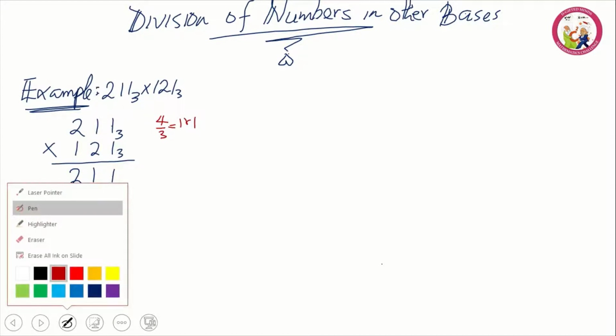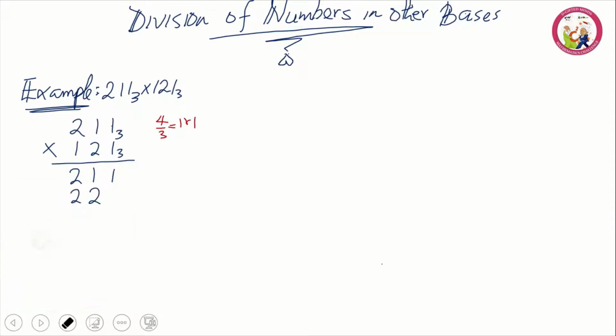So it means that 2 times 2 is 11, right? This 1 is the number of times 3 goes into 4, so 1 is the quotient, and the other one is the remainder. Let's move to the next digit, 1. 1 times 1, that is 1. 1 times 1, 1. 1 times 2, that will be 2. Next we have to add.